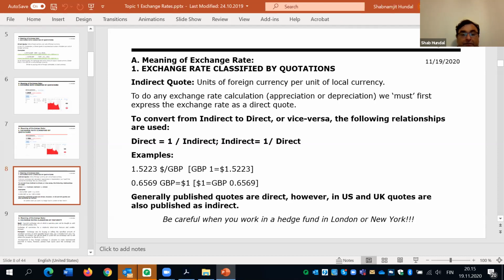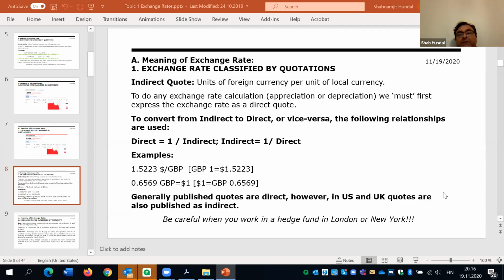Someone in the chat asks why they are published this way. Well, I think they publish them because they're the big markets, and many foreign traders are also watching the British and American markets. To make their life easy, they quote it in dollars. But if you are a trader in those countries, then you have to be careful.